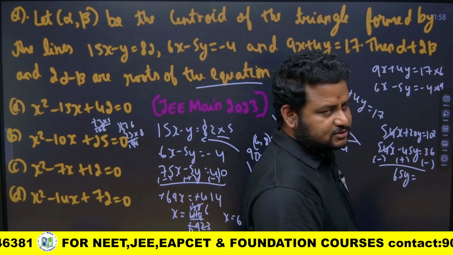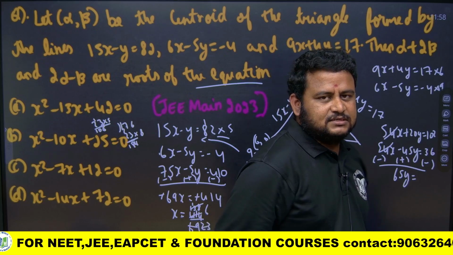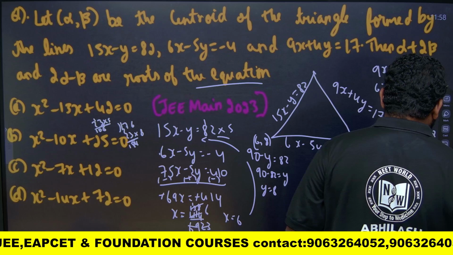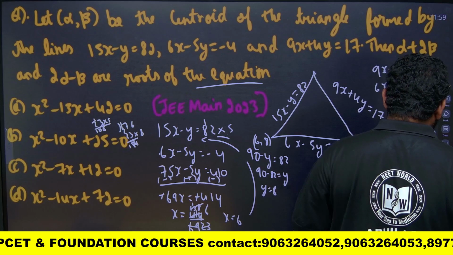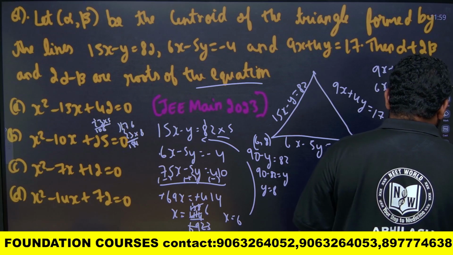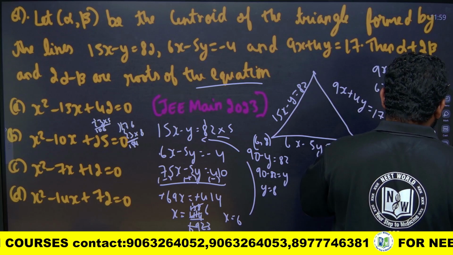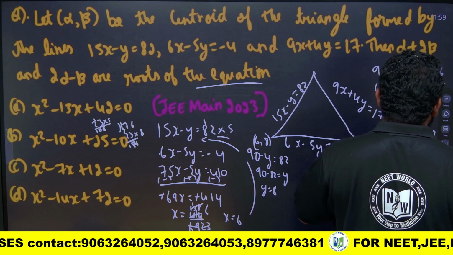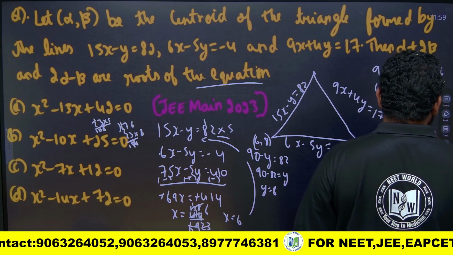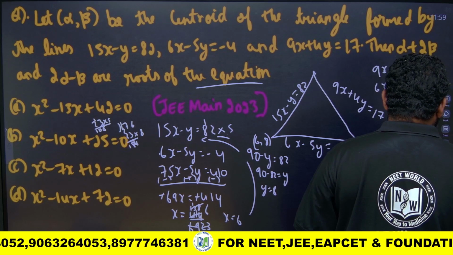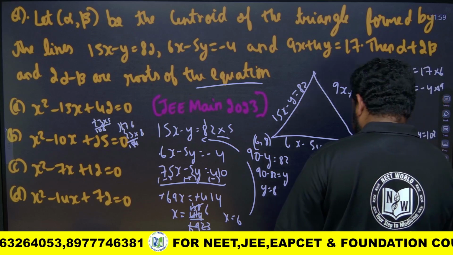102 minus 36 is how much? 102 minus 30 is 72, 72 minus 6 is 66. Actually, this will become plus only, because of the minus sign. 102 plus 36 will be 138.